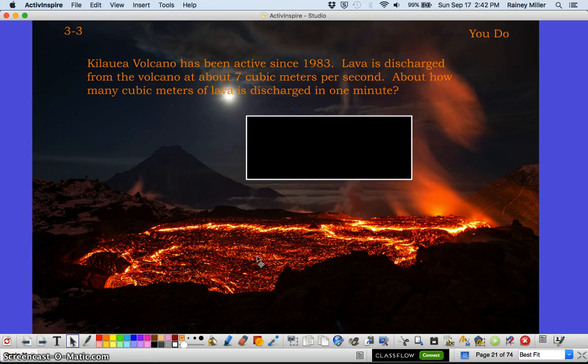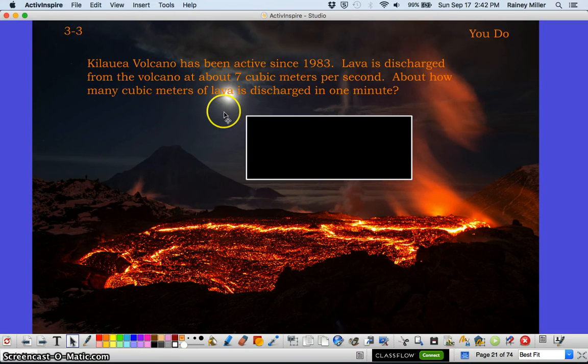Okay, try this one out. Kilauea volcano has been active since 1983. Lava is discharged from the volcano at about 7 cubic meters per second. About how many cubic meters of lava is discharged in 1 minute? Stop the video and try it out.